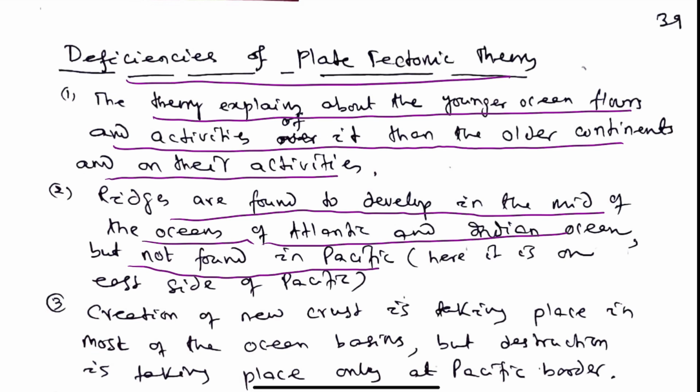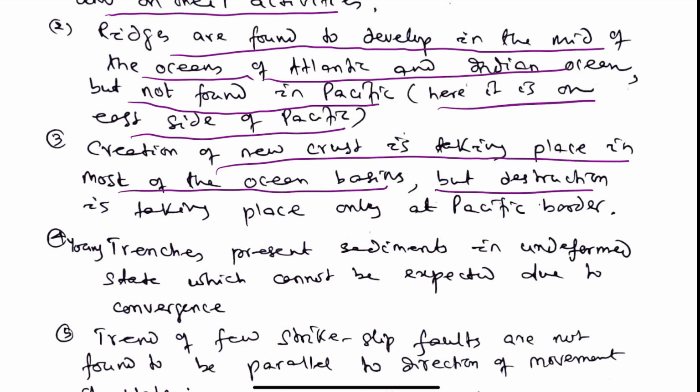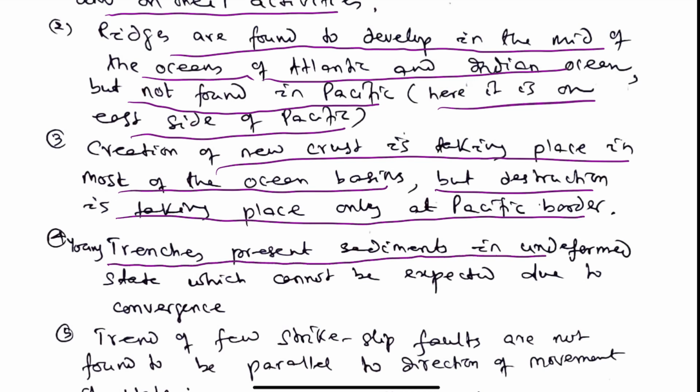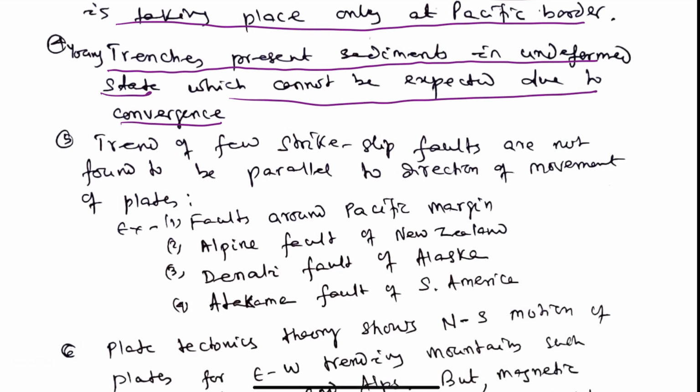but not found in the Pacific. Here it is on the east side of the Pacific. Creation of new crust is taking place in most of the ocean basins, but destruction is taking place only at the Pacific border. So this is one kind of deficiency. Young trenches present sediments in an undeformed state, which cannot be expected due to convergence. Young trenches present undeformed sediments.